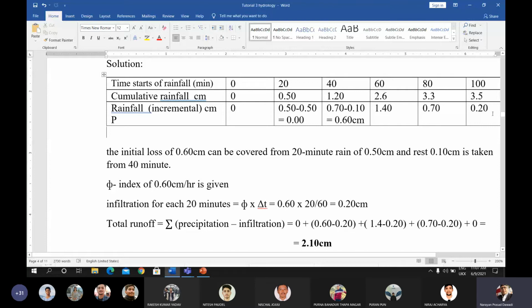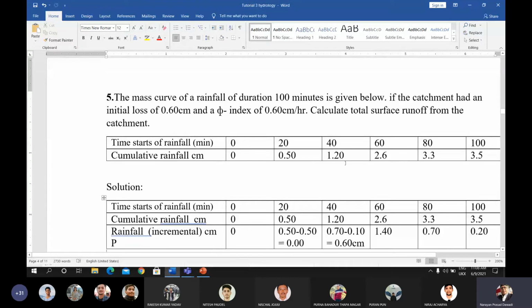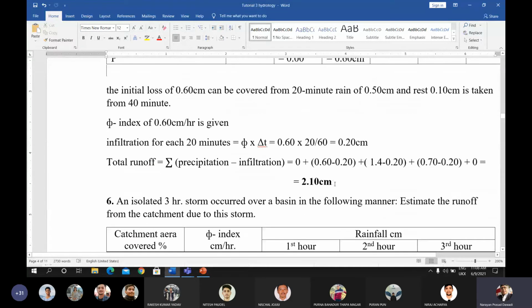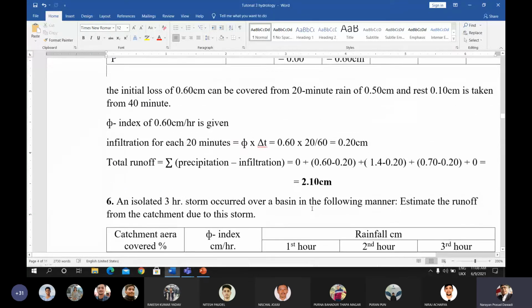Okay, 20 centimeter is precipitation, 20 centimeter is absorption, and there is no surface runoff due to this cause. So the surface runoff will be 0. Now, after adding all this surface runoff, total runoff will be calculated as 2.10 centimeter. Depth of total runoff is 2.10 centimeter. Okay, calculate the total runoff from the catchment. Therefore, depth of total runoff from the catchment is 2.10 centimeter.